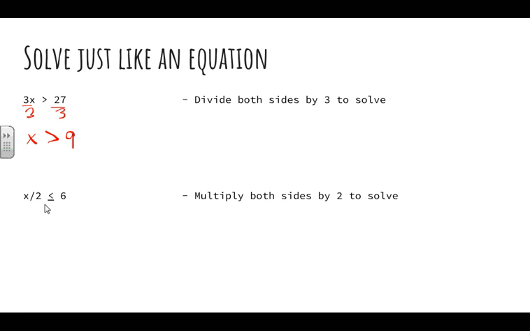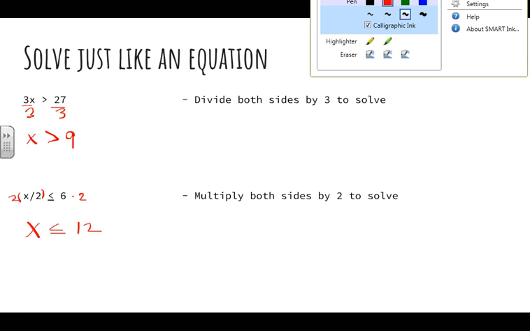Here, we have x divided by 2 is less than or equal to 6. So we're going to multiply both sides by 2. And when we do that, we get that x is less than or equal to 12. All right, straightforward. You guys remember this, right?